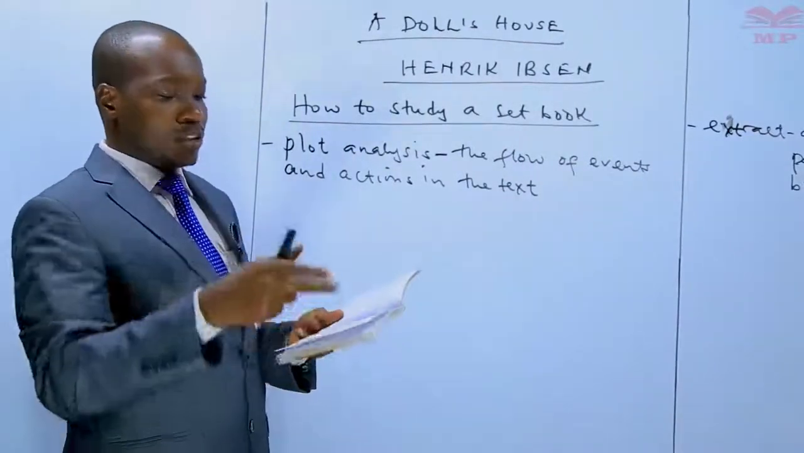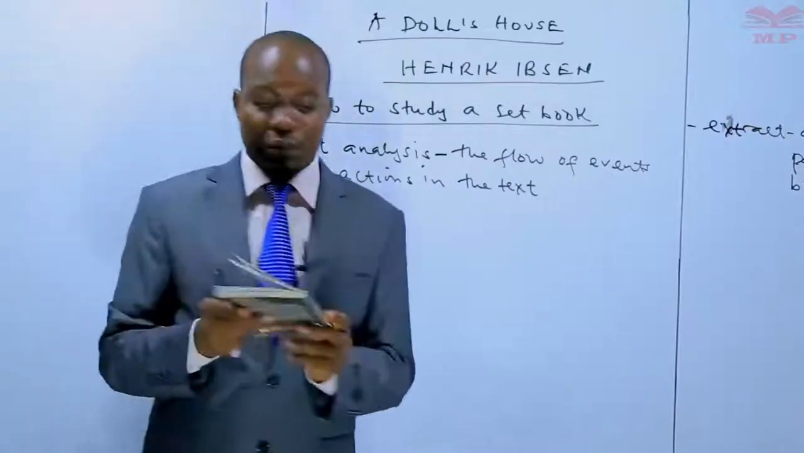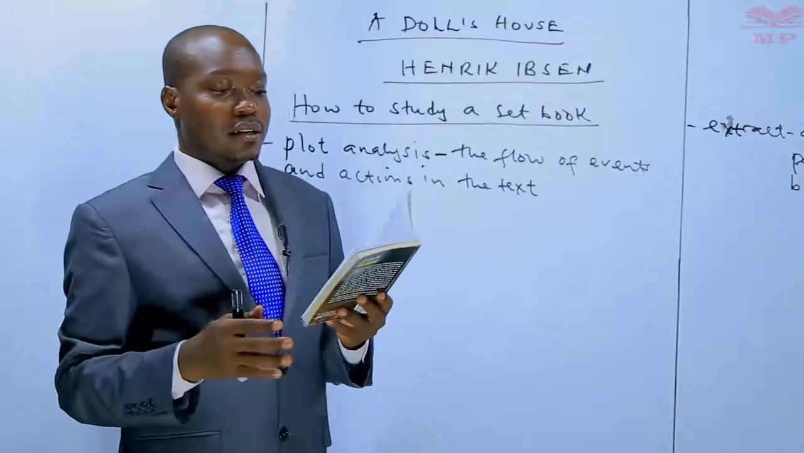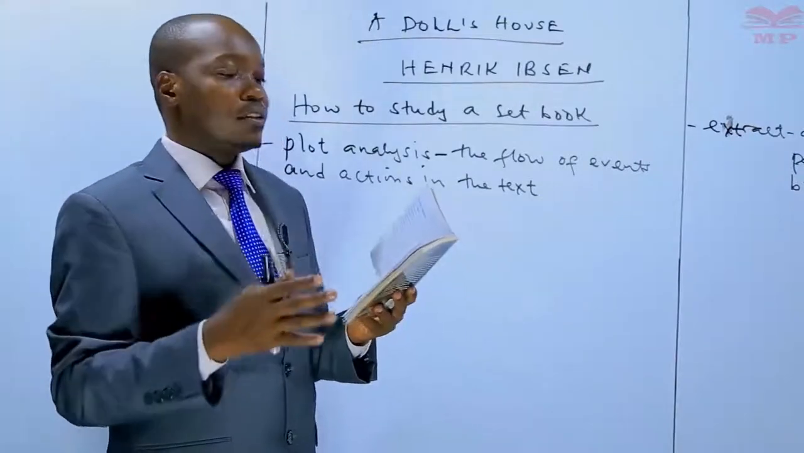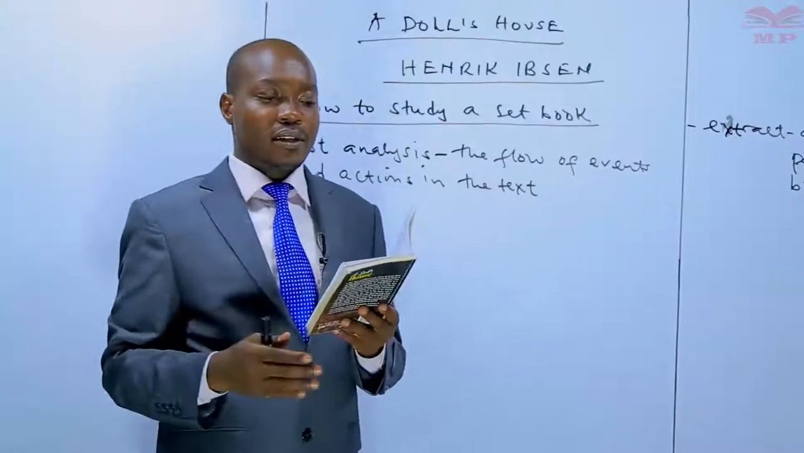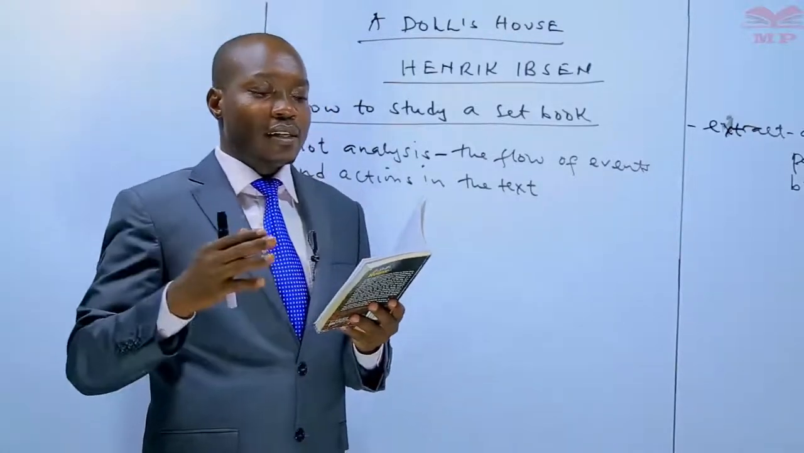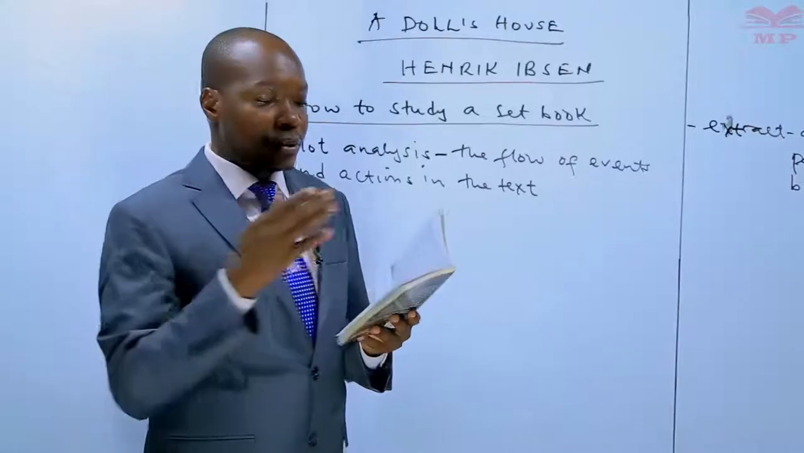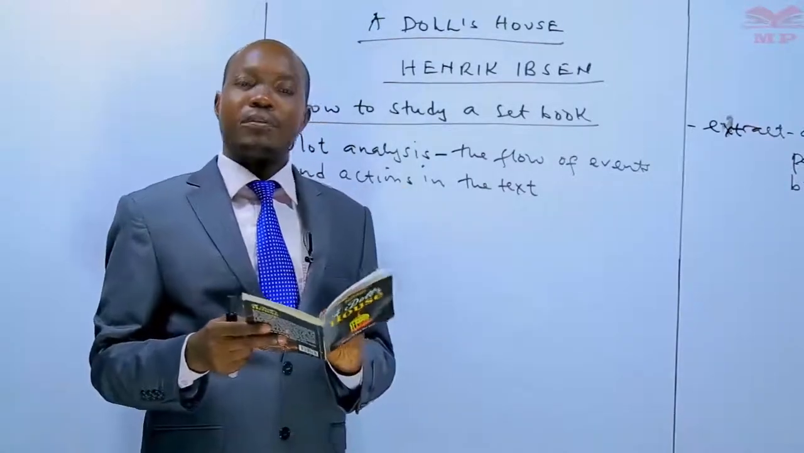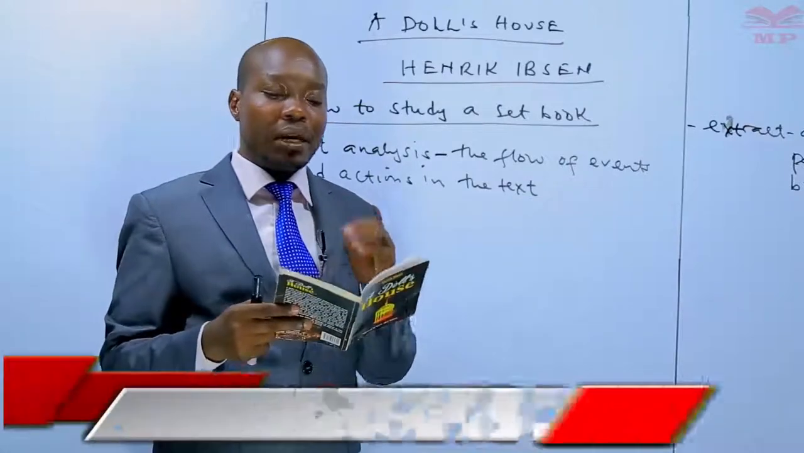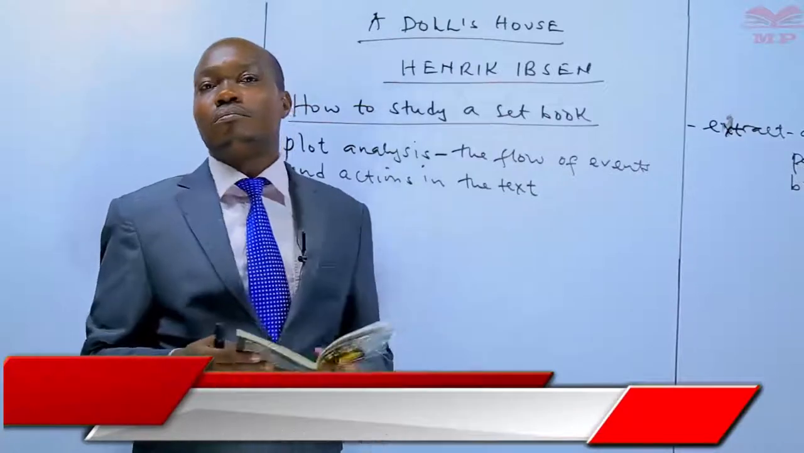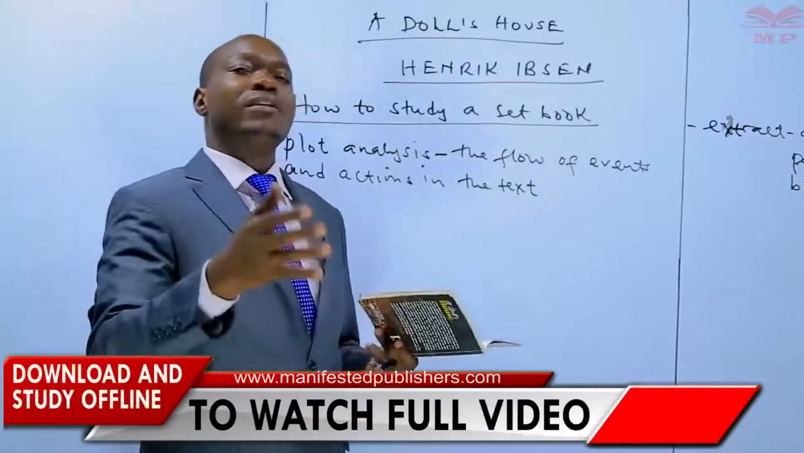If you go to page 1 of A Doll's House, we are told, in the words in brackets, a room furnished comfortably and tastefully, but not extravagantly. At the back, a door to the right leads to the entrance hall. Another to the left leads to the Helmer study. So if you read that part, you'll find that this is a modest, middle class home. These are just people who can afford their basic needs in life.